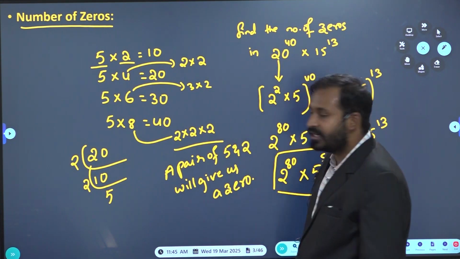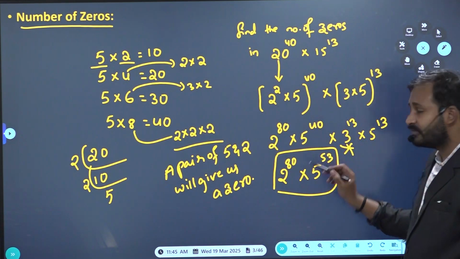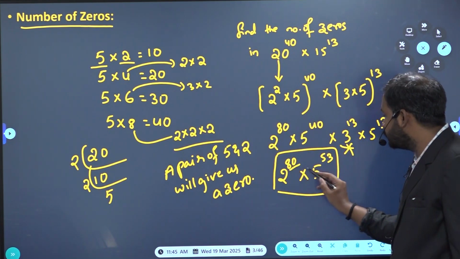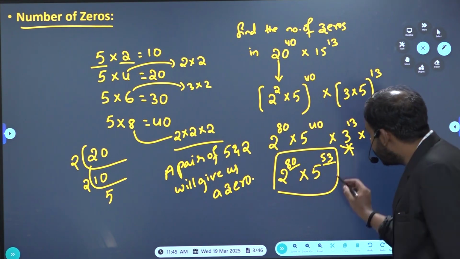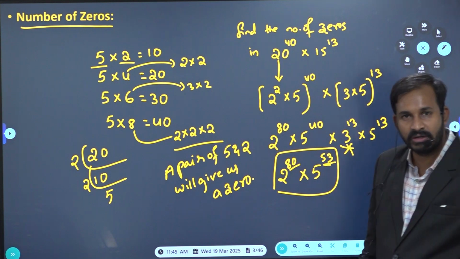A pair of 5 and 2 will give us a 0. So now please observe here carefully. With 80 2's and 53 5's, how many pairs of 2's and 5's can I make? I can make only 53 pairs.